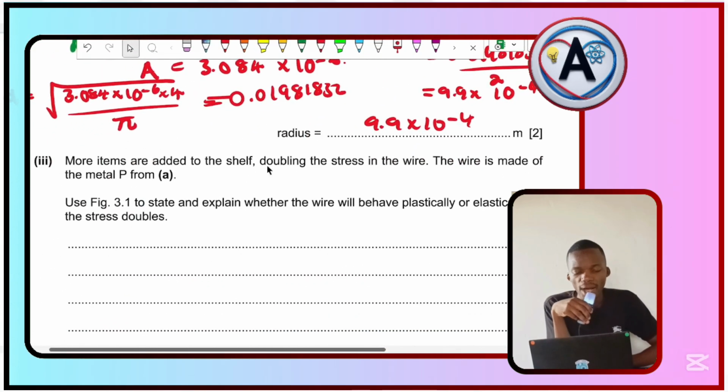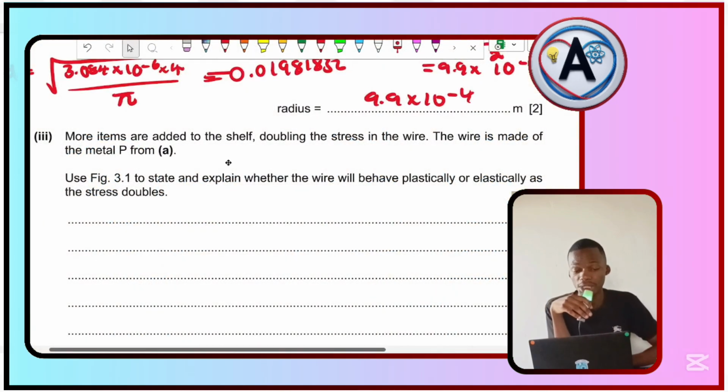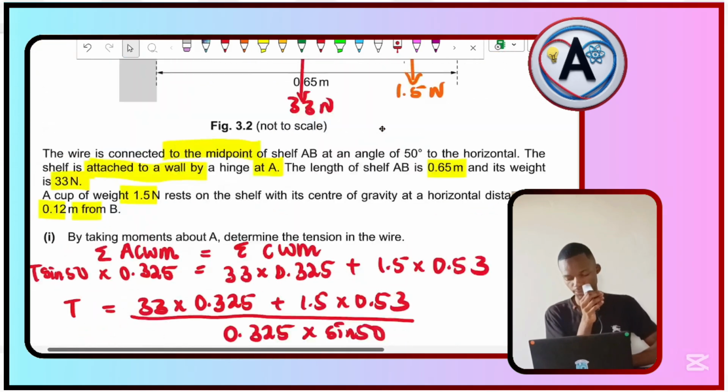Okay. More items are added to the shelf, doubling the stress, right? The stress has been doubled. The wire is made of the same metal from A, metal P. Use Fig 3.1 to state and explain whether the wire will behave plastically or elastically as the stress doubles.